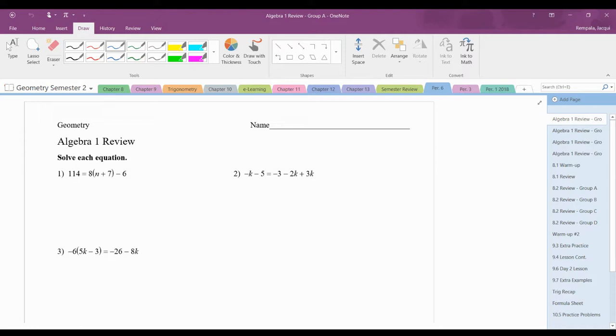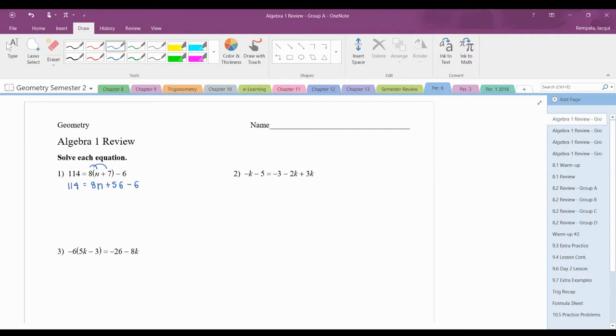So notice that in the first one, I have 114 equals 8 times the quantity n plus 7, and then minus 6. So remember, we want to solve for n. N's in parentheses. Let's get rid of the parentheses by distributing that 8. So by distributing the 8, we'll really then have 8n plus 56. And then we still have minus 6. Since that was not in parentheses, we don't multiply that by the 8.